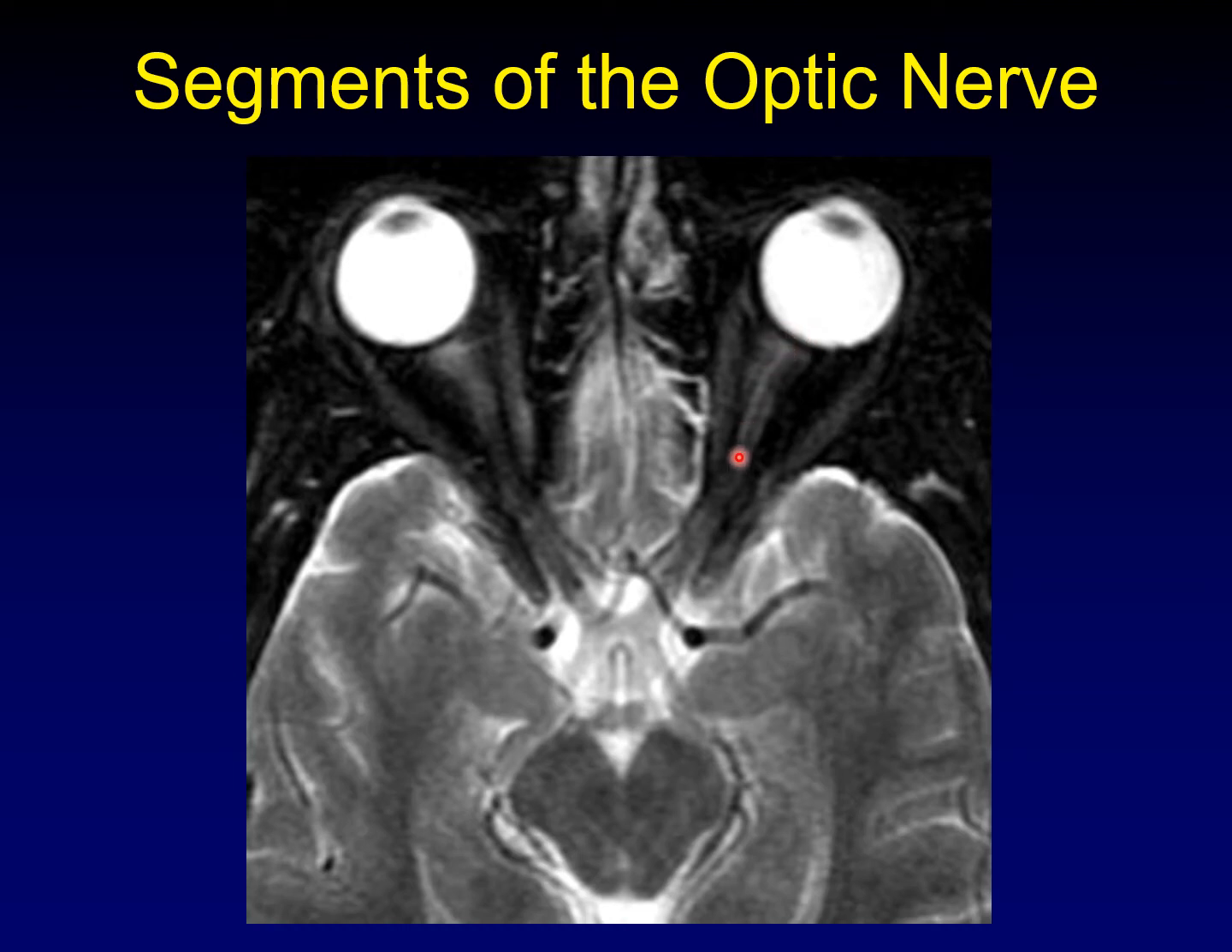And then this is all the orbital segment as it traverses most of the orbit. Then it dives into its own personal canal, the optic canal, which runs from about there to there. That is a tight, bony canal for the optic nerve. And then it emerges into this cistern, the suprasellar cistern, before joining with the chiasm.